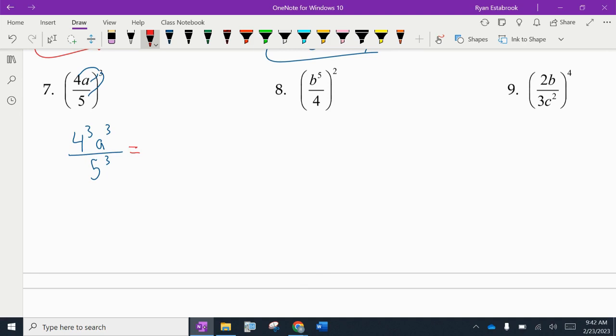I don't want to leave these numbers the way they are, so go to your calculator. Take 4 to the third. It means 4 times 4 times 4. We're seeing 64 out of that. So 64 over. And then take 5 to the third, 5 times 5 times 5. Because 4 and 5 didn't have anything in common, 64 and 125 won't either. There's our number 7.